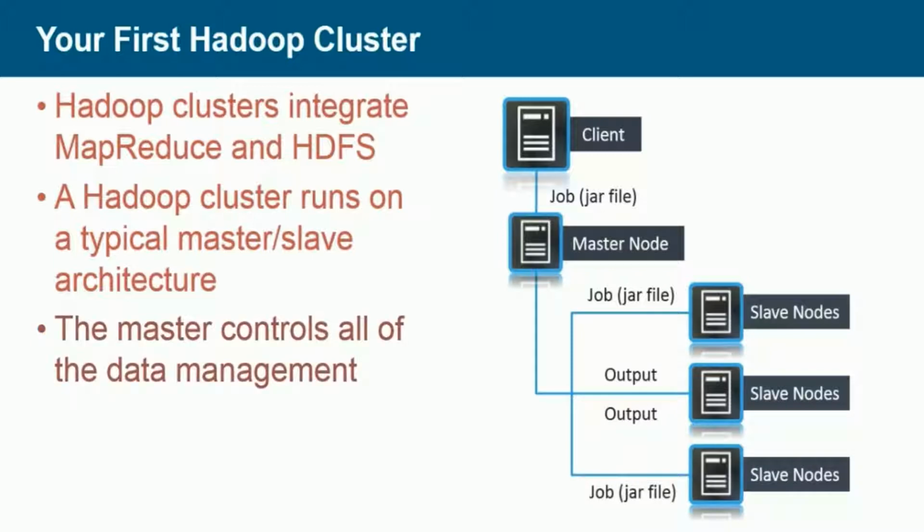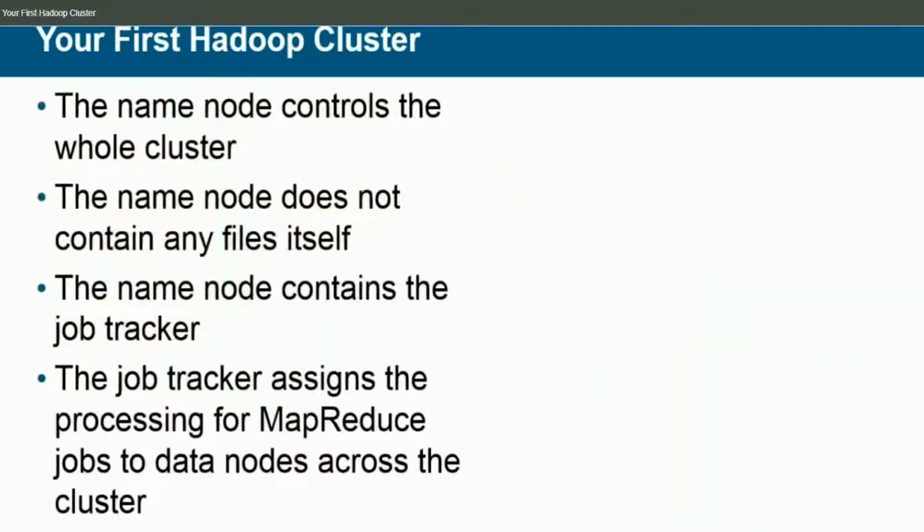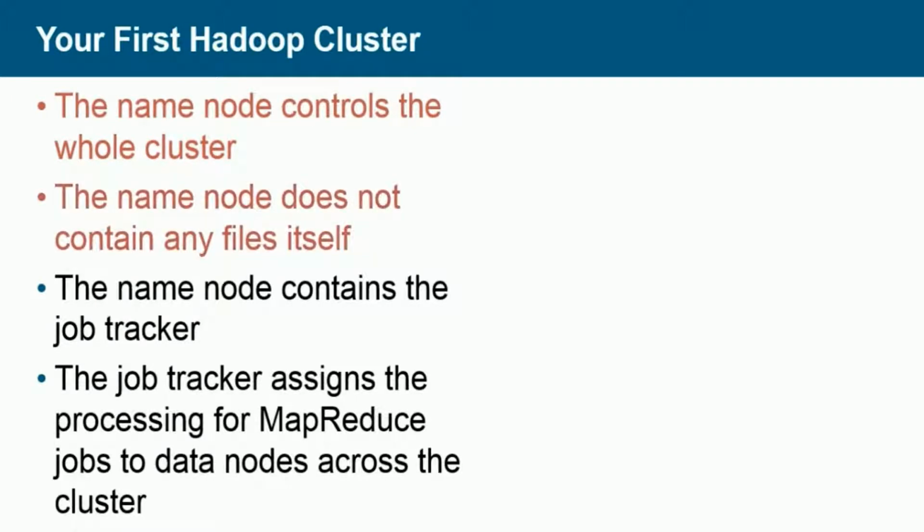A cluster usually has one name node. However, in newer versions of Hadoop, there can be a secondary name node used for backup and for failover. The name node controls the whole cluster. It contains the master schema and knows the name and location in the cluster of every file on the HDFS system. The name node does not contain any data or files itself.